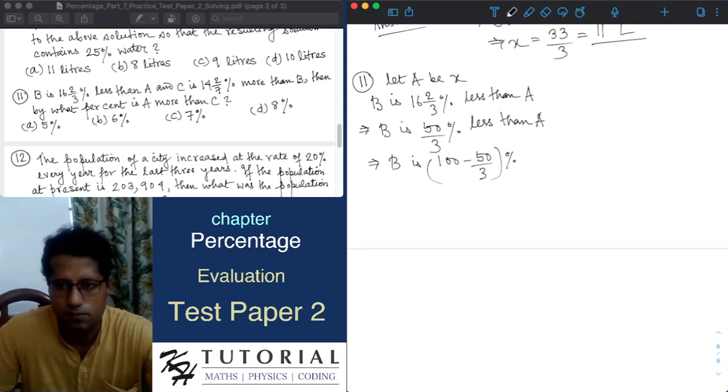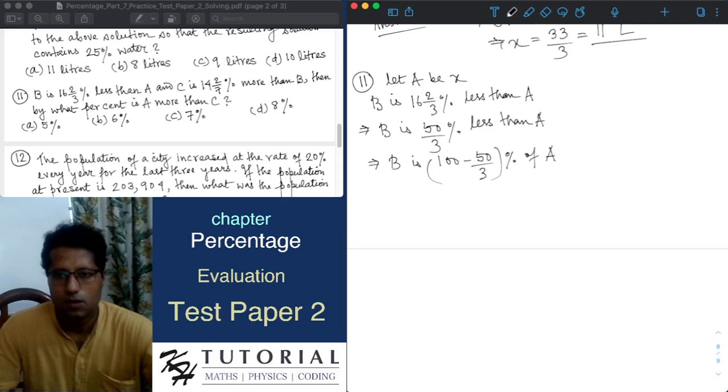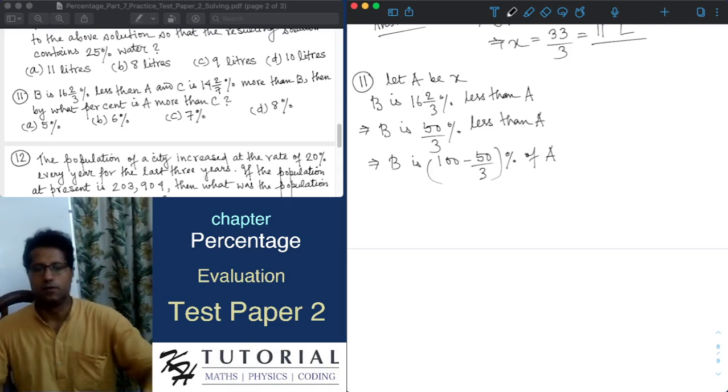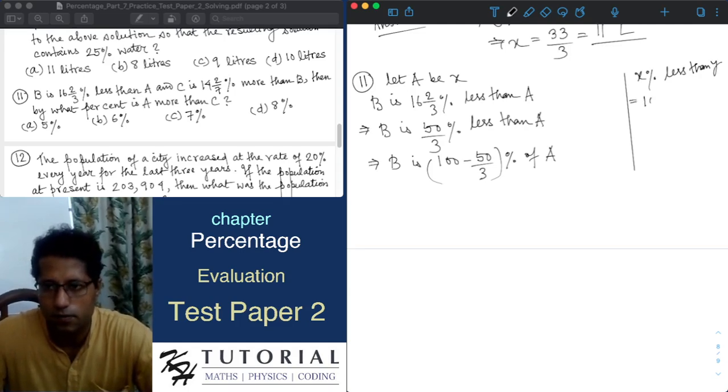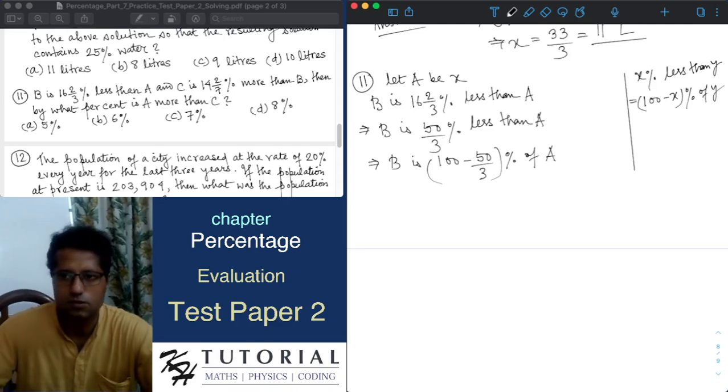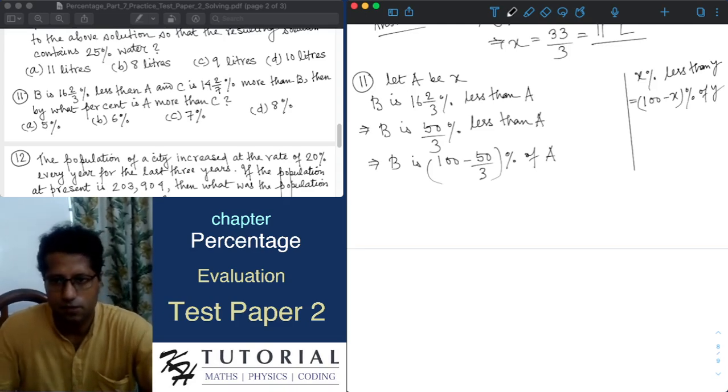So the concept is, X percent less than Y is equal to 100 minus X percent of Y. This is the concept applied. So B is 100 minus 50 by 3% of A.